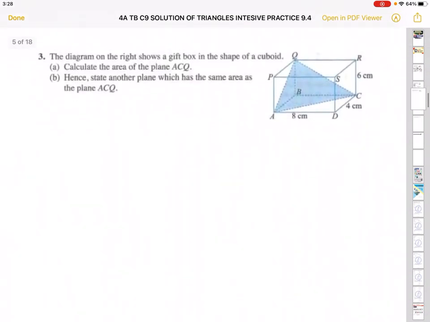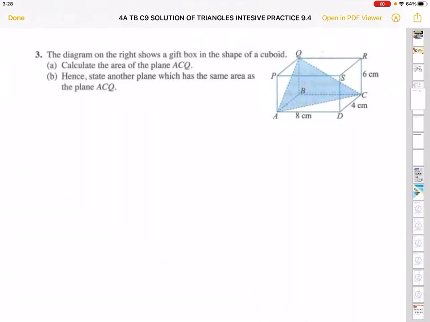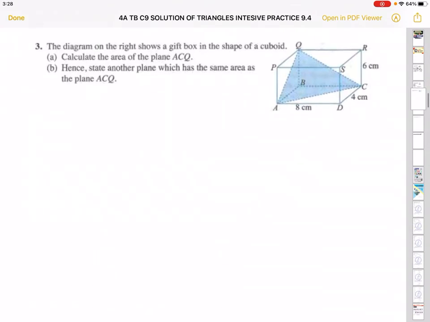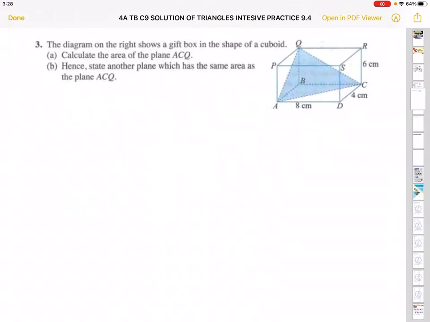In this one you're given a gift box in the shape of a cuboid, and you're supposed to calculate the area of ACQ. I don't think I need to redraw the diagram for you. You can see here ACD is a right-angled triangle, so this is a right angle. Maybe I'll find the sides one by one. I start by finding AC. AC is the square root of 8 squared plus 4 squared. This is going to give us square root 80, right? 64 plus 16 is 80.